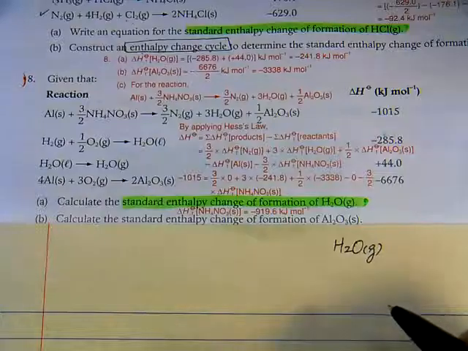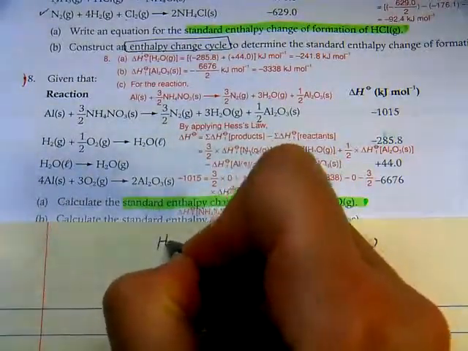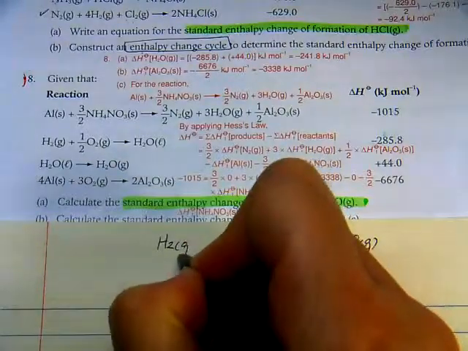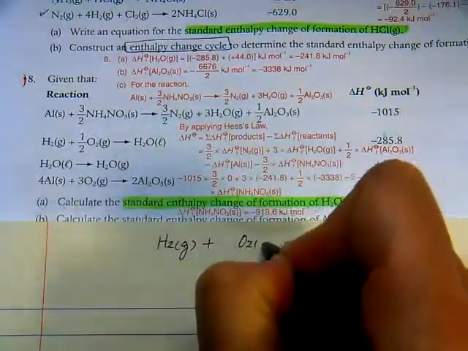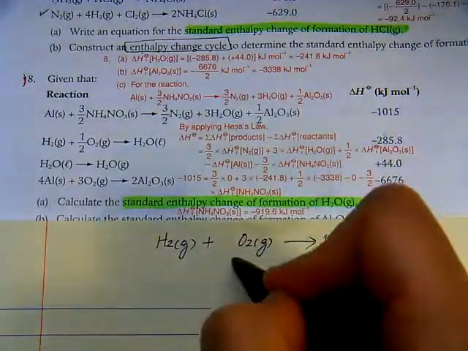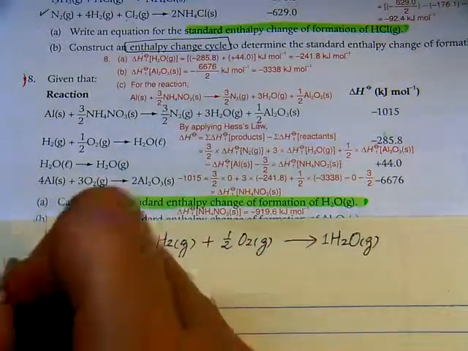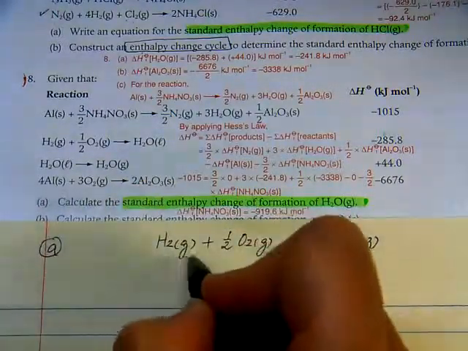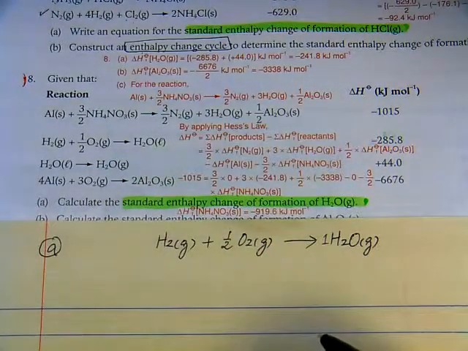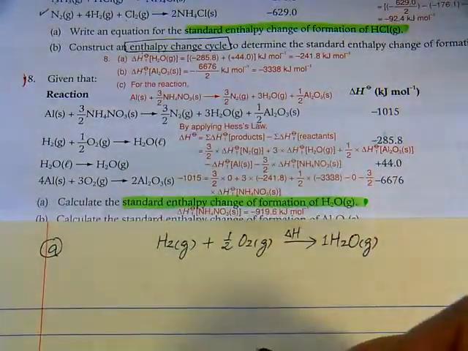It is the enthalpy change when 1 mole of H2O is formed from its elements. Its elements are H2 and O2. Bear in mind, you need to keep this as 1, so we need half O2. In other words, for part A, we need to solve this delta H. Do you understand?